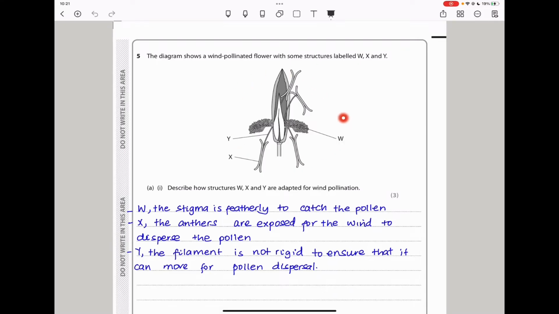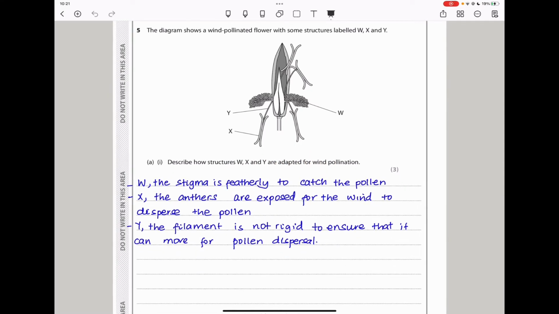So this is what we have. And they say, describe how structures W, X, and Y are adapted for wind pollination. We can see that here, you can see this is the stigma, it is really feathery. So W, which is a stigma, is feathery to catch the pollen. So that is an adaptation for wind pollination.